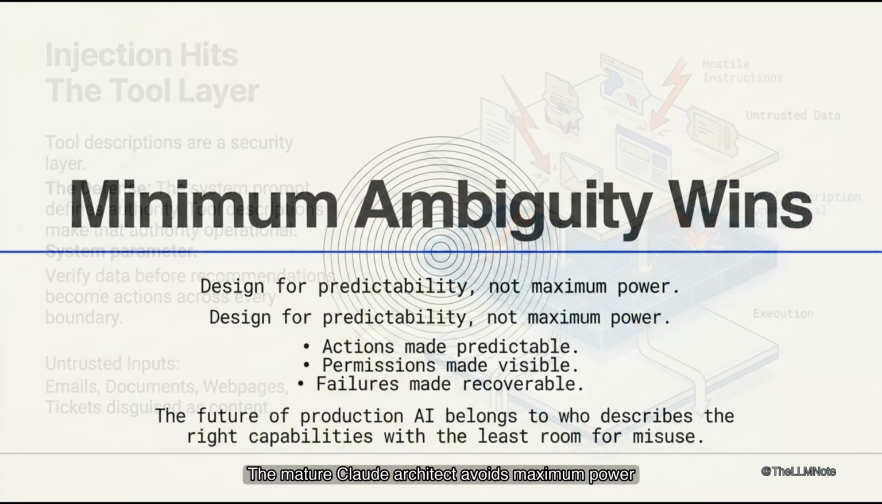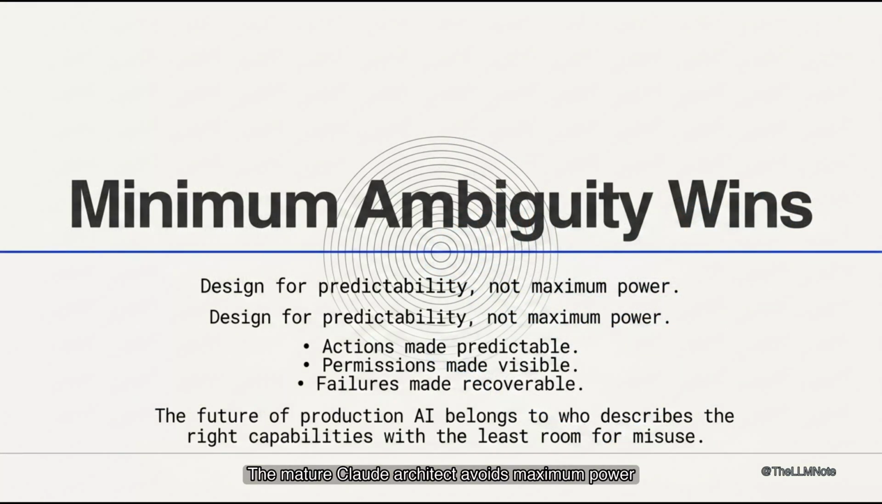The mature Claude architect avoids maximum power. They focus on minimum ambiguity instead. Safe descriptions lead to predictable actions. Permissions become clearly visible. Failures turn into recoverable events. The future of production AI won't favor more capabilities. It will favor the clearest, most precise descriptions. Least room for misuse means real world reliability.